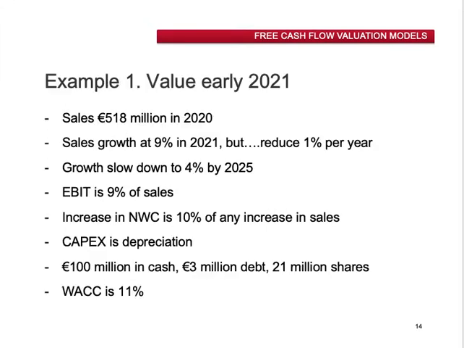Let's have a look at an example. So Nike had sales of 518 million in 2020. Suppose you expect its sales to grow at a 9% rate in 2021, but this growth rate will slow by 1% per year to a long-run growth rate of 4% by 2025. So in other words, by 2025 and beyond, the expected growth is 4% per year until infinity.